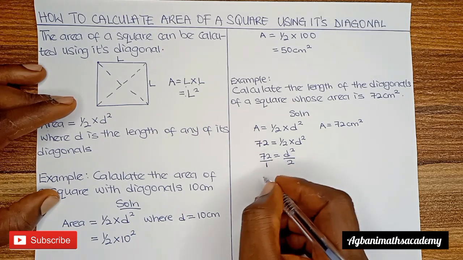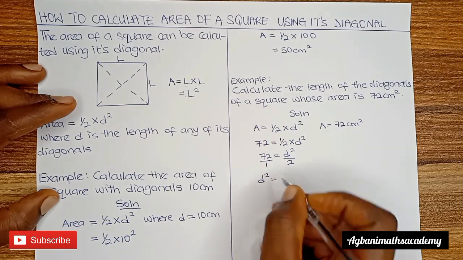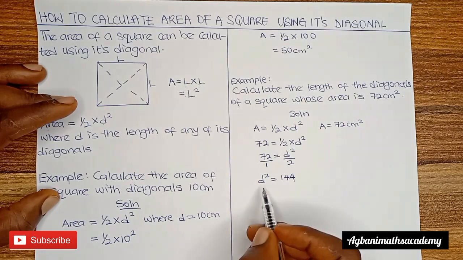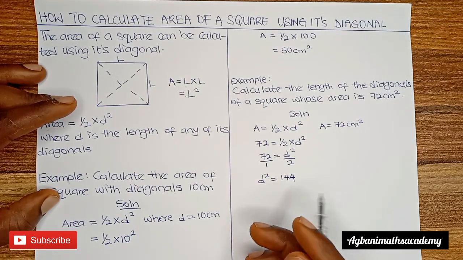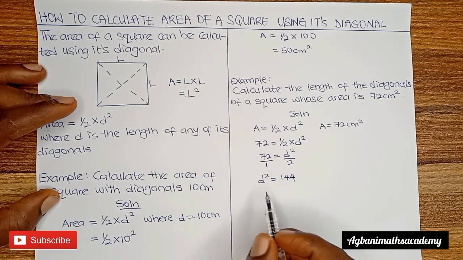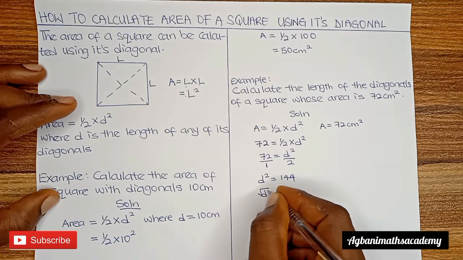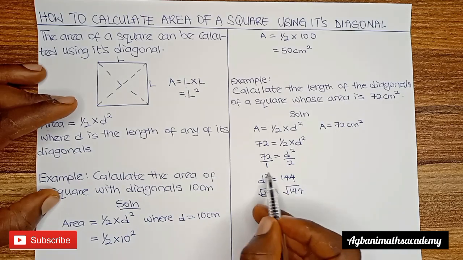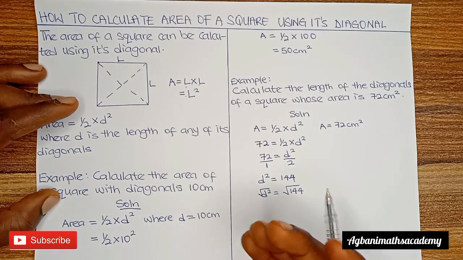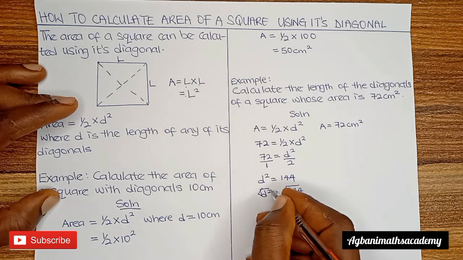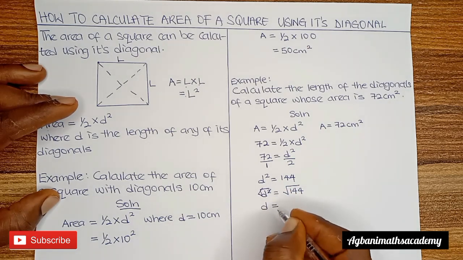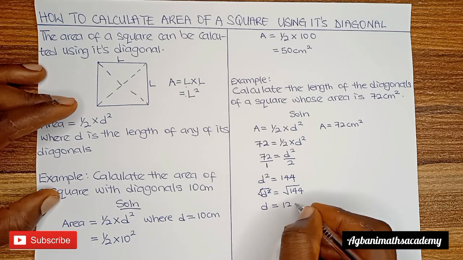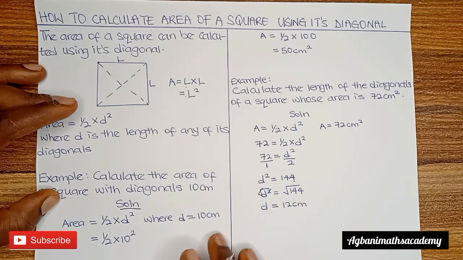d squared multiplied by 1 is going to give us d squared is equal to 72 multiplied by 2 is going to give us 144. Now to get the value of d, we are going to find the square root of both sides. So we are going to have square root of d squared is equal to square root of 144. Remember, to cancel out square, we introduce the opposite of square, which is square root. So square root is going to cancel out square. So we have d is equal to square root of 144 is equal to 12. So our diagonals are of length 12 centimeters.